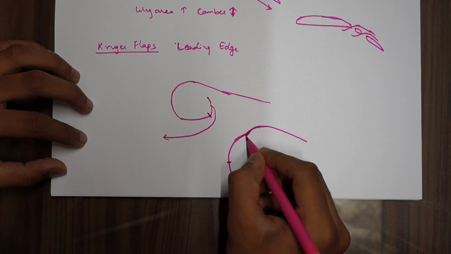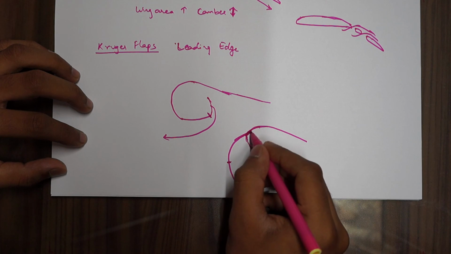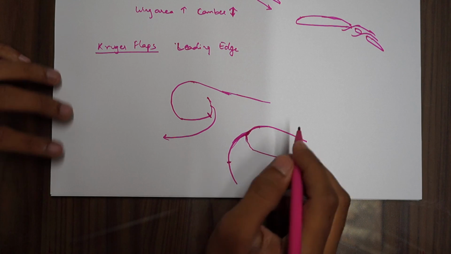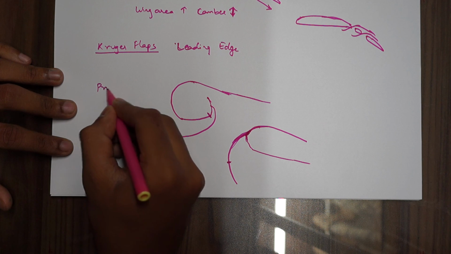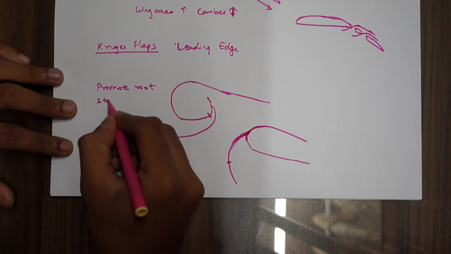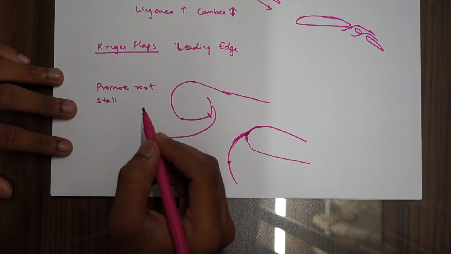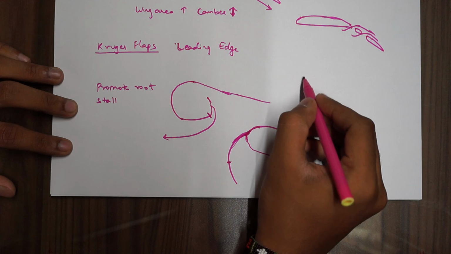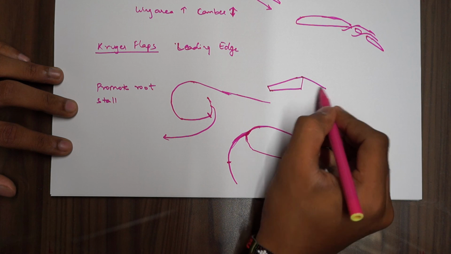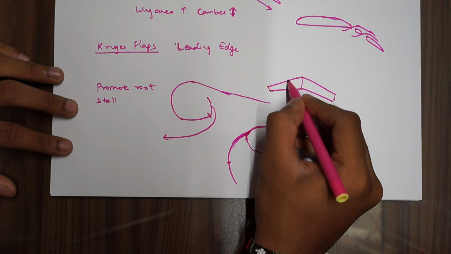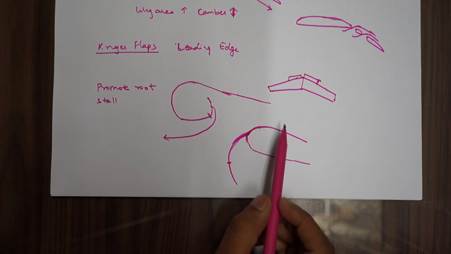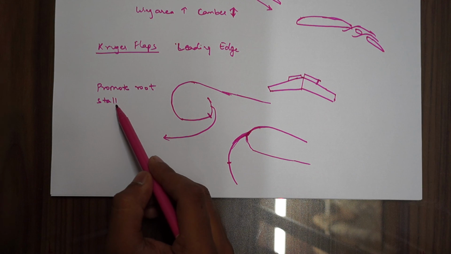So suppose this is your wing and it comes ahead. Now the important feature of Kruger flaps is that they promote root stall, and they are used on the inboard section. I'll draw the top view so that it's easy to understand. Suppose this is your wing. Kruger flaps are used here in the inboard section of the wing. This is used to promote root stall on a swept wing.